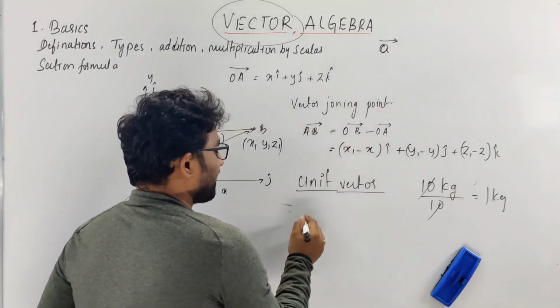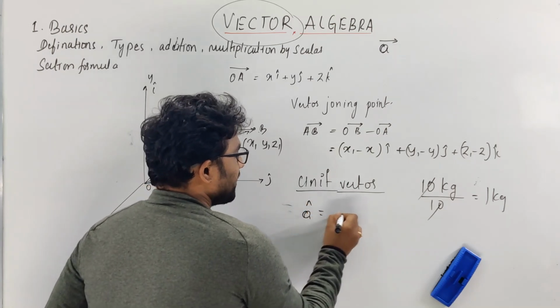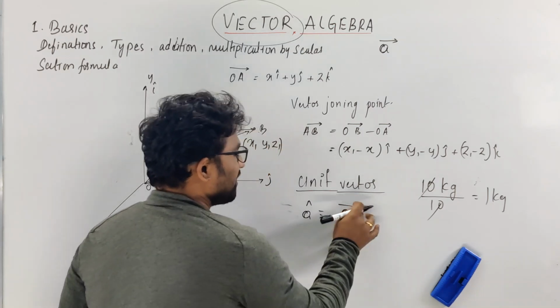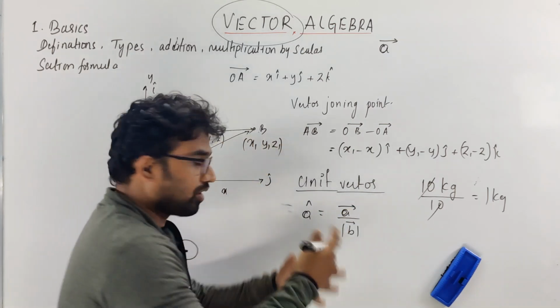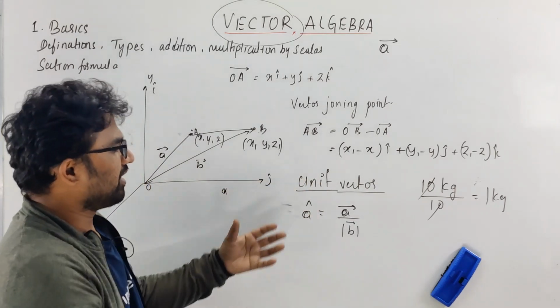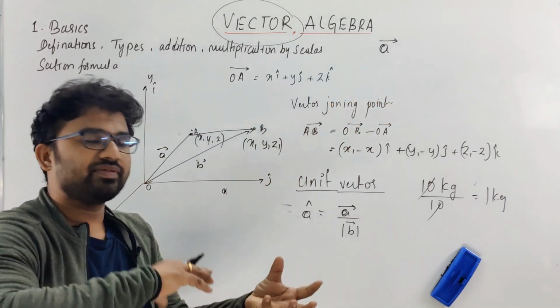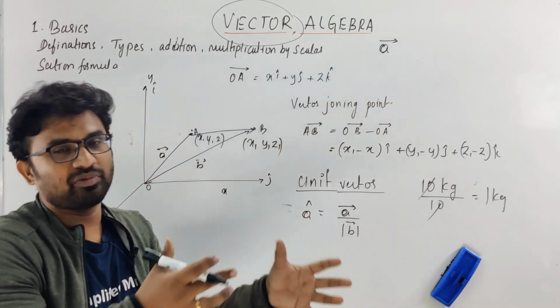A unit vector is given by the vector divided by its magnitude. Again, how to find the magnitude? So basically I'm trying to do this quickly. As I explain the concept, I will explain everything there itself, so that we can finish quickly.